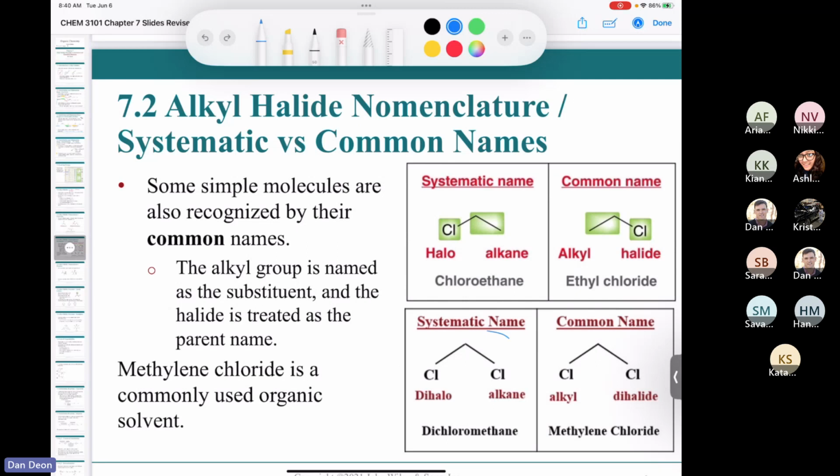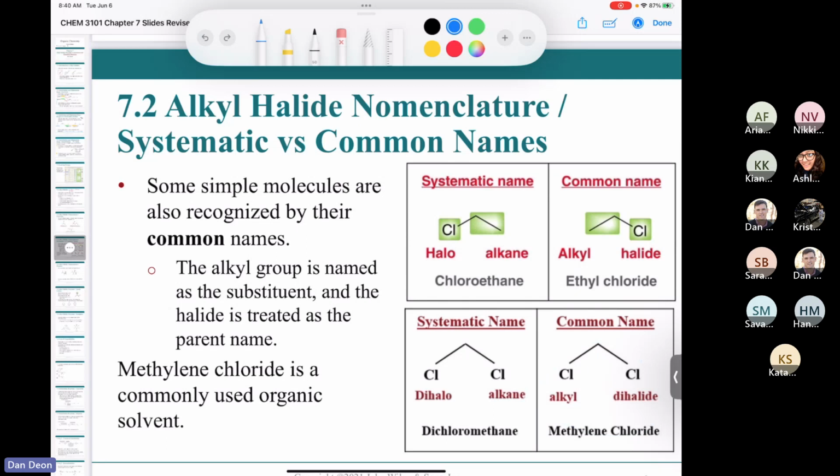A good example would be this compound here. We call this dichloromethane. That would be the systematic name. We have the parent, which is methane, and then we have 2 chlorines. But the common name is methylene chloride, and I would say I use both of them, kind of 50-50. Depends on my mood, maybe, or just what my brain forces out of my mouth.